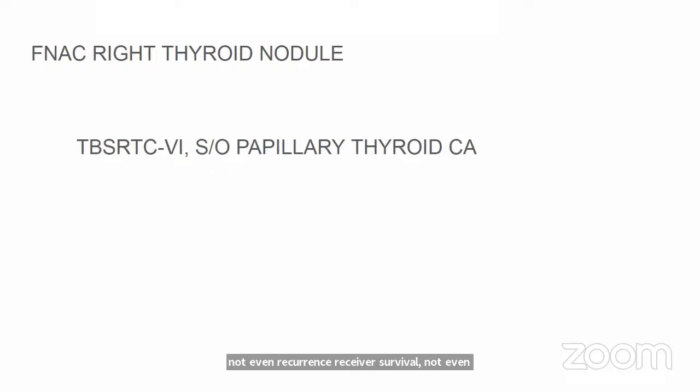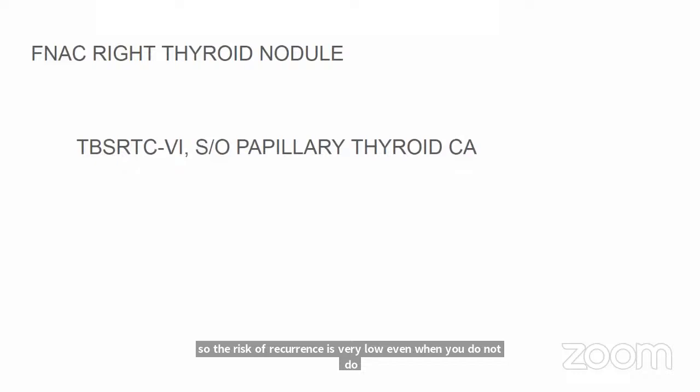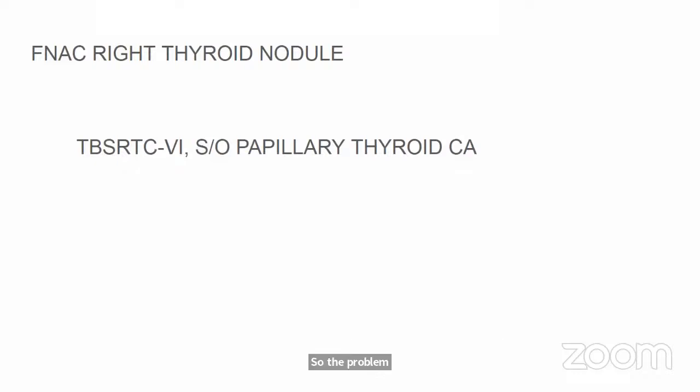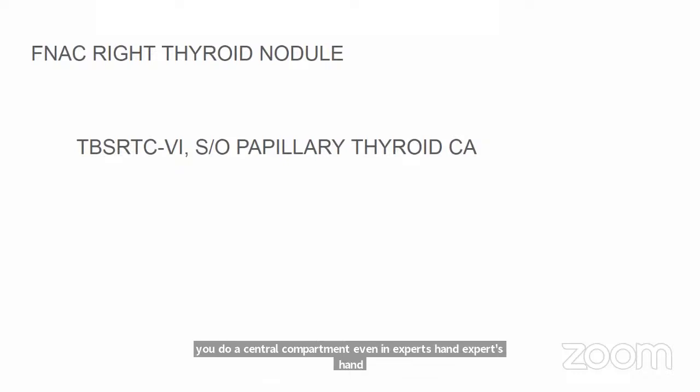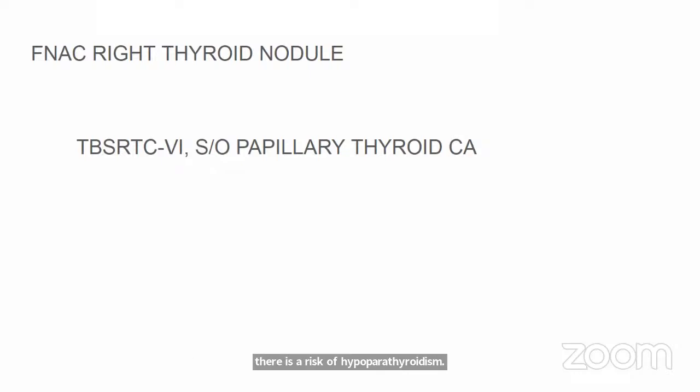And secondly, the difference in DFS was only 2%, 4% versus 6% in those who underwent central compartment clearance and those who did not. So the risk of recurrence is very low even when you do not do it. And the problem with thyroid surgery, again I want to highlight the importance of not damaging the parathyroids. That is the most important thing. When you do a central compartment, even in expert's hand, there is a risk of hypoparathyroidism. So there is no question of you answering a routine central compartment. Please don't do this.